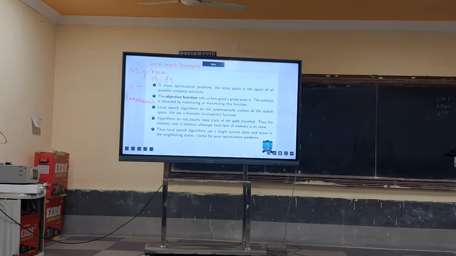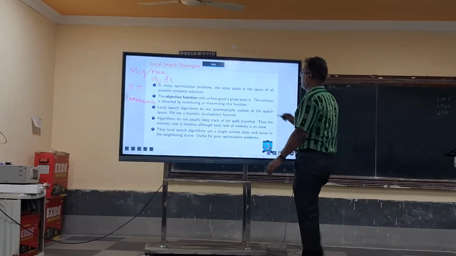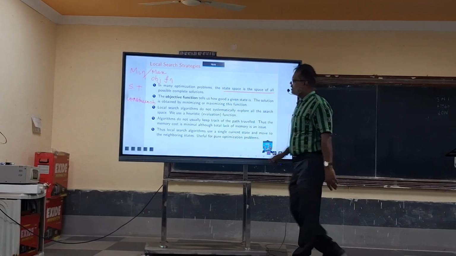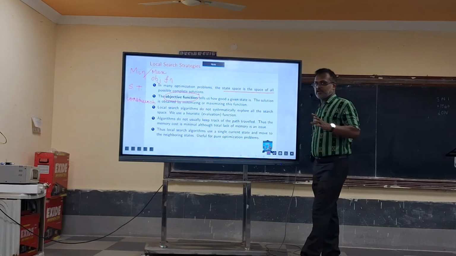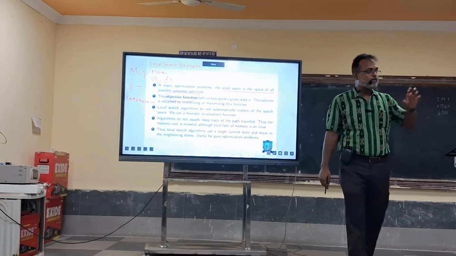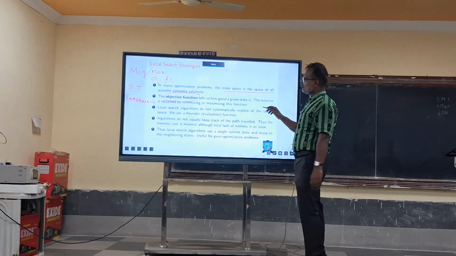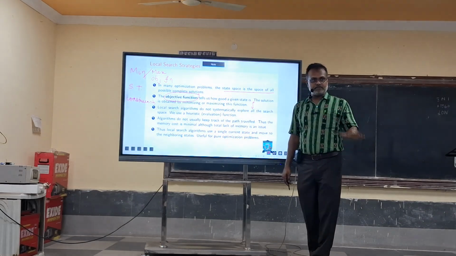But then there is no fixed formula for this, is there? In many optimization problems, the state space is the space of all possible complete solutions. The objective function tells us how good a given state is. It gives a number to a particular solution. The solution is obtained by minimizing or maximizing the function. This you have completed in your third semester.